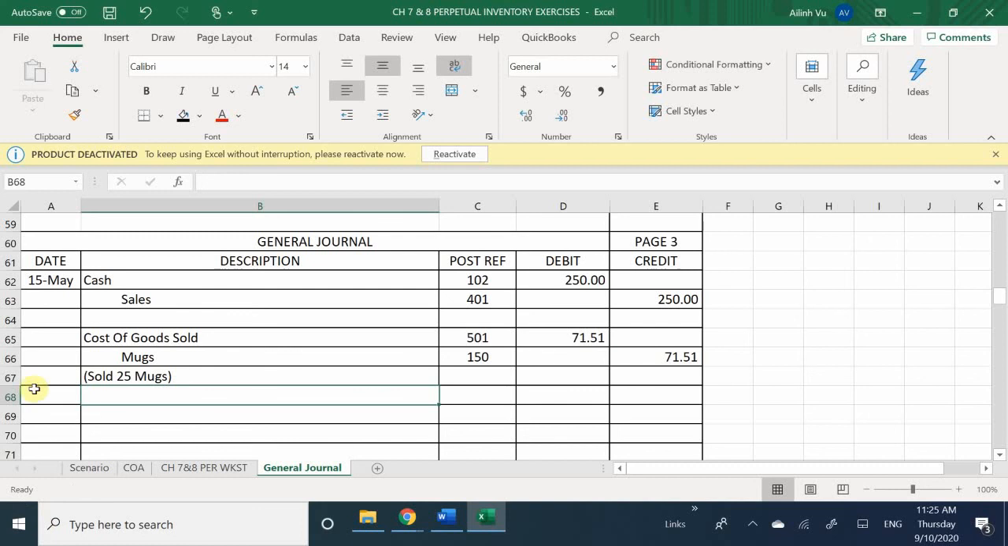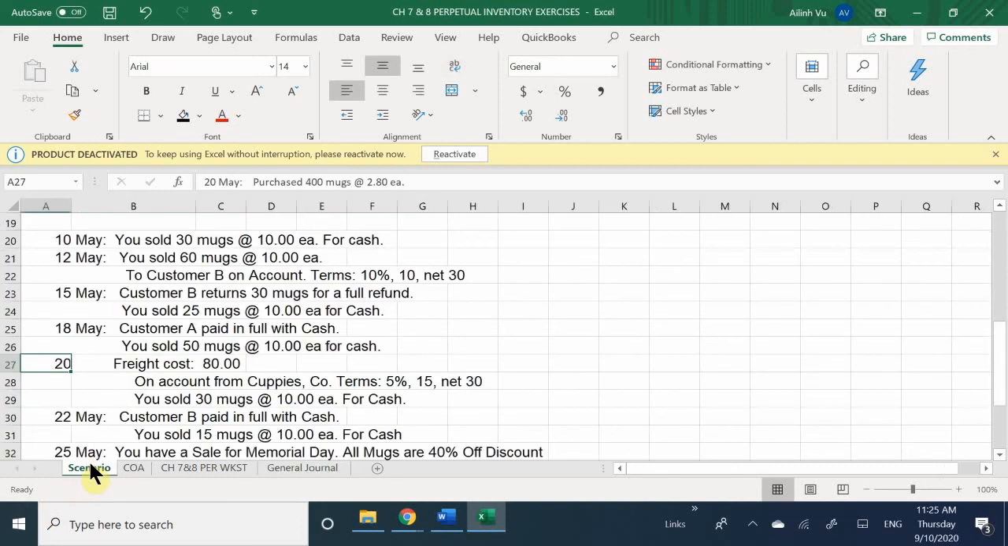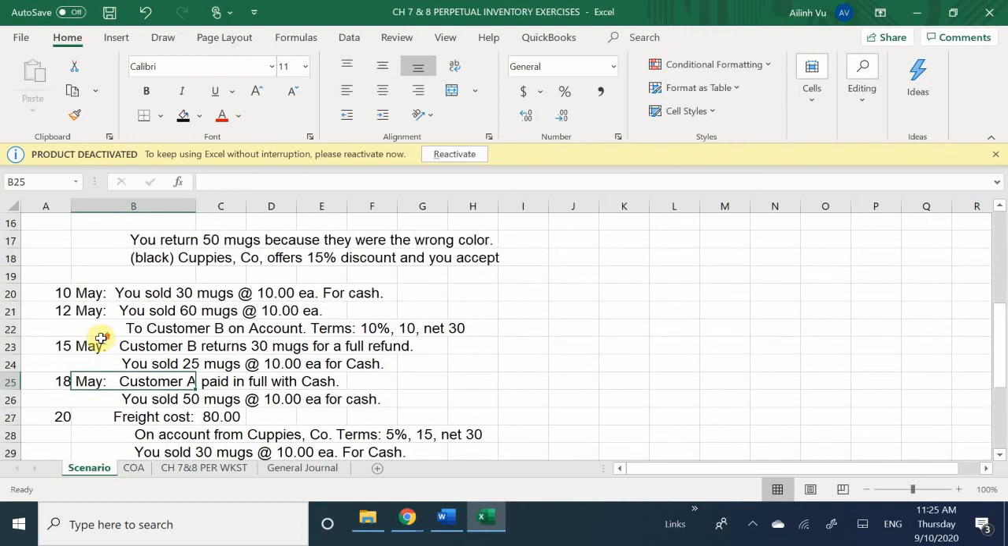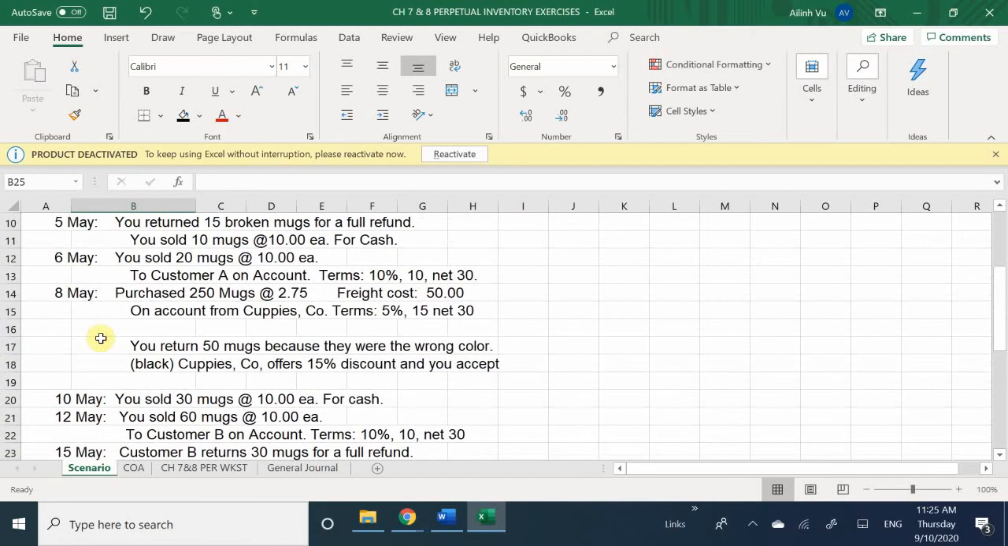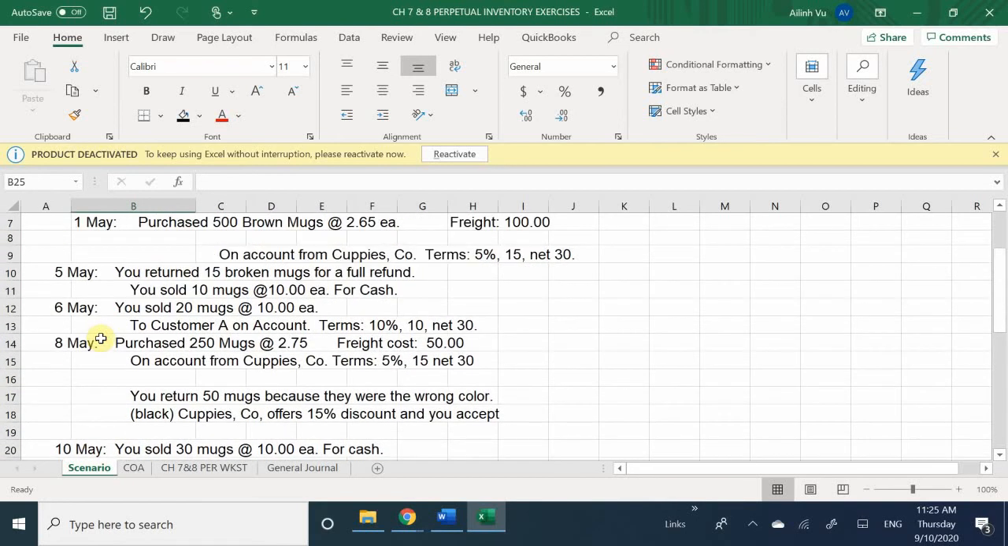Okay, so let's continue on. What has happened next? All right, so let's go back up real quick and look at our scenario. When did customer A purchase their items? May 6th, and we gave them terms, right?